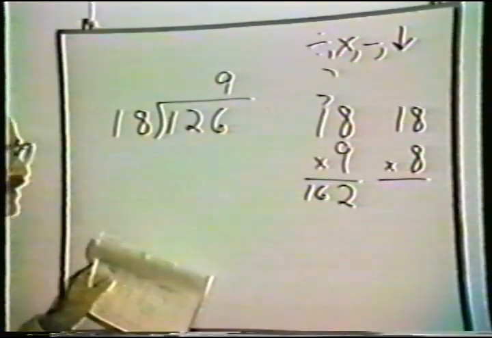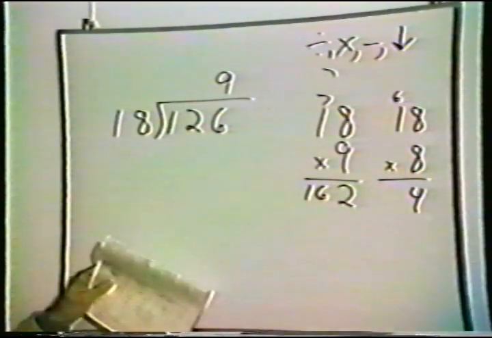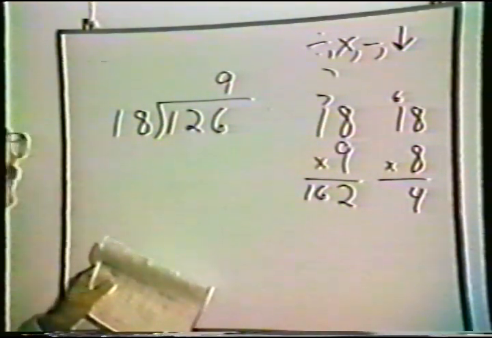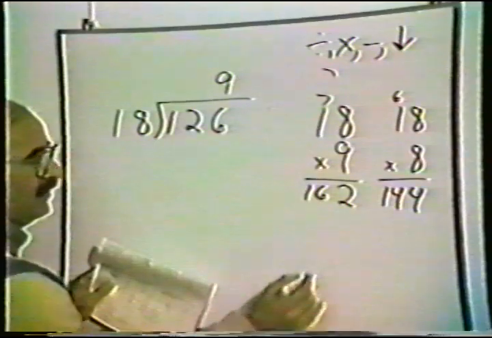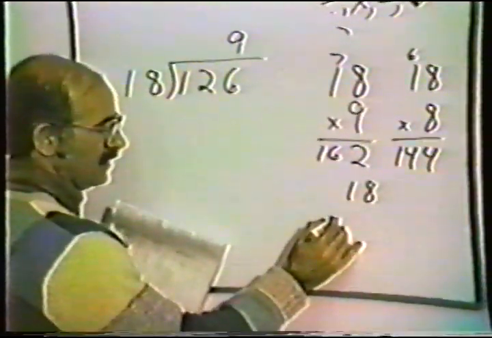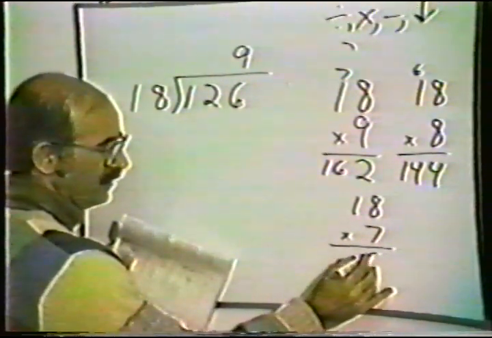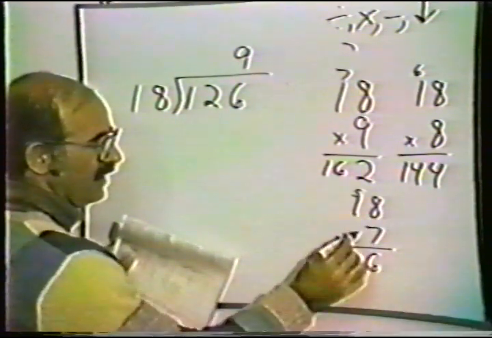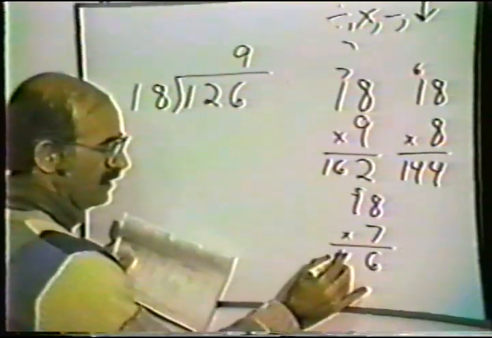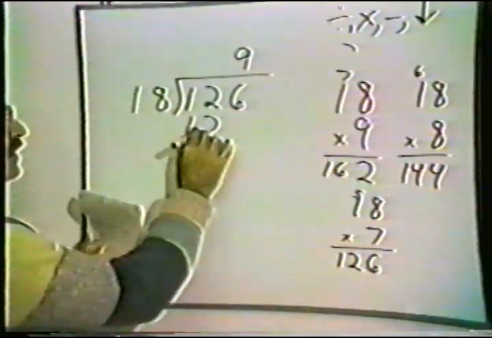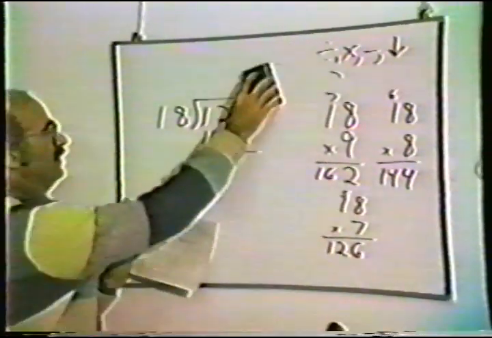8 times 8 is 64. Put down the 4, carry the 6. 1 times 8 is 8, plus the 6, 14. 144. Good or bad? Bad. Still too large. 18 times 7. 8 times 7 is 56. Put down the 6, carry the 5. 1 times 7 is 7, plus the 5, 12. 126. Good or bad? Good. Yes, it came out even.